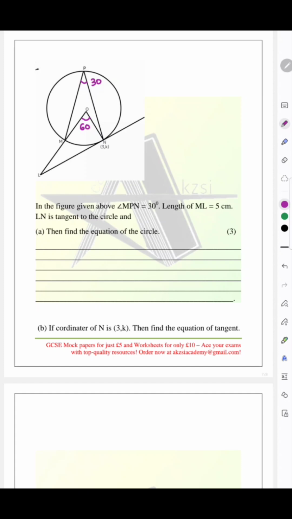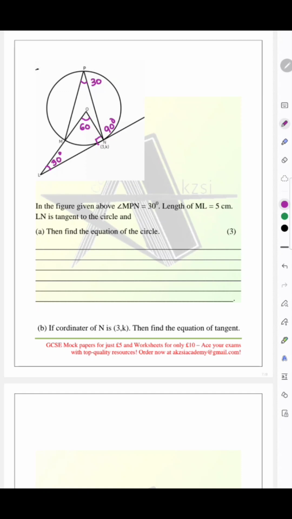Now it's given that LN is a tangent to the circle, this one. So we know the circle theorem, which says the angle between the radius and the tangent is always 90 degrees, which is this one. So if I see this triangle, one angle is 90, one is 60. So by angle sum property, this is going to be 30 degrees.